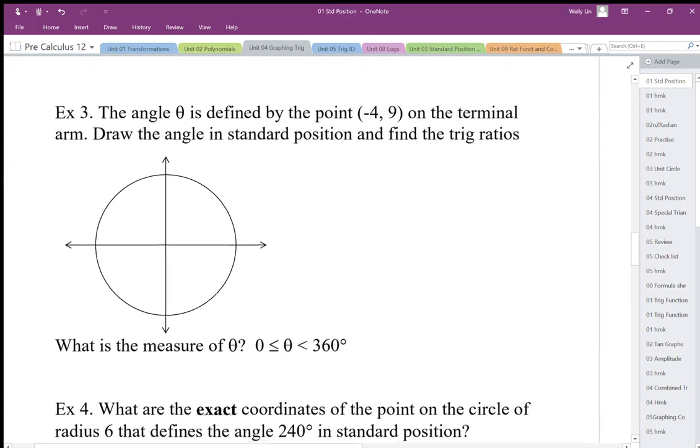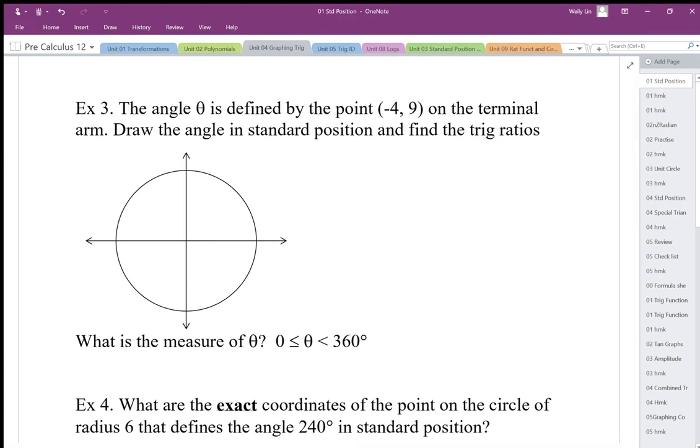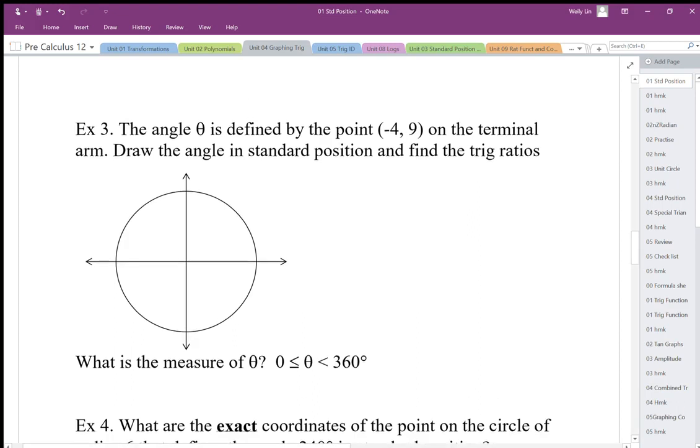This next part, we're looking at how we use position to work out angles and vice versa. Here you've been given a point, -4, +9, somewhere right about there. So -4 along the x, +9 along the y, and it locates that point. It also has a standard position angle associated with it. That angle is our angle theta. The same point can be described with coordinates, -4, +9.